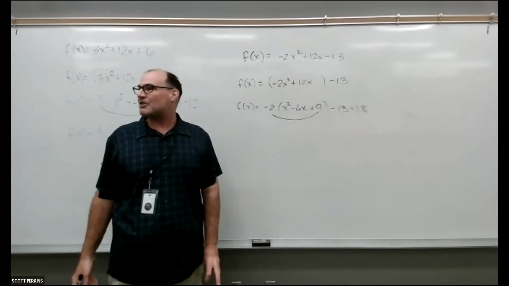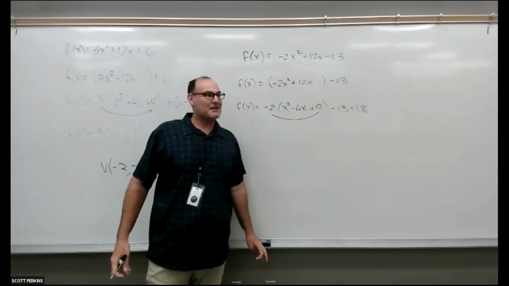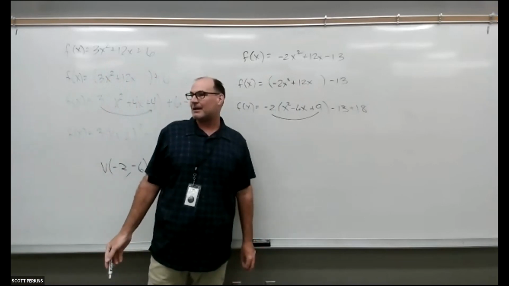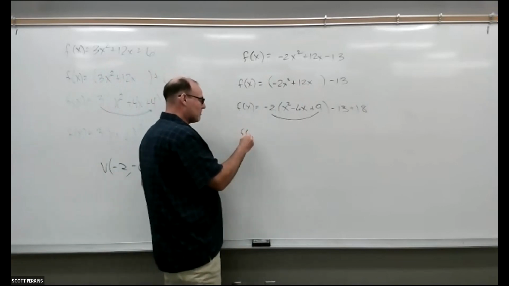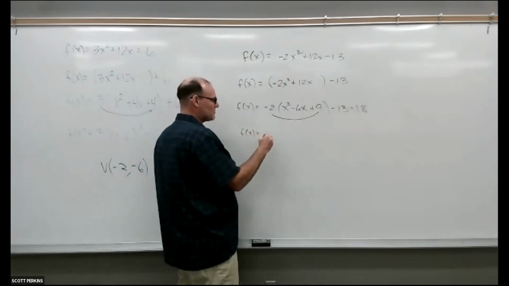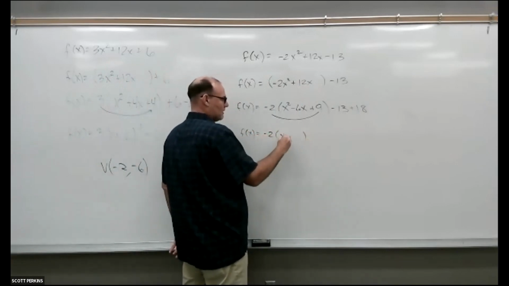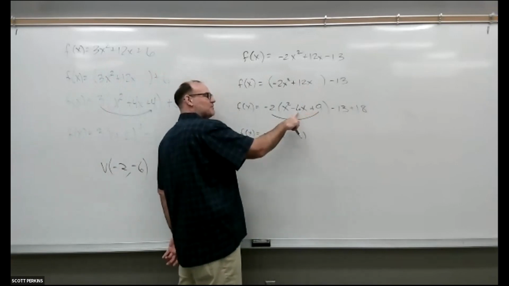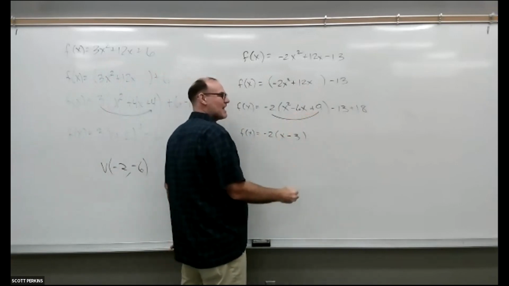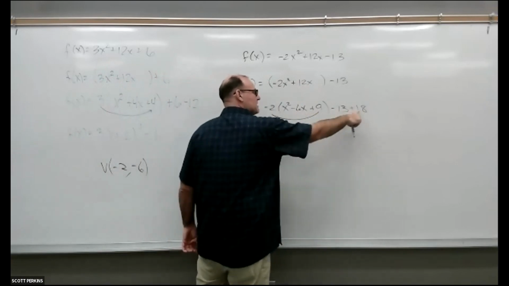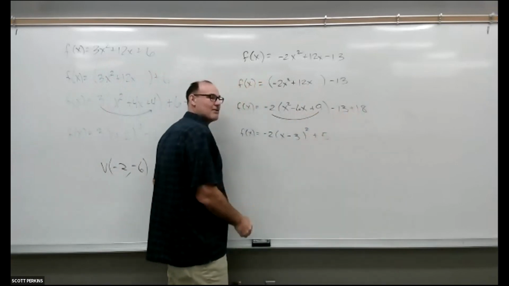I get it. I understand how that can be confounding, and that's why we do the example. Now we're going to finish this problem off, and you're going to tell me what the vertex is. So negative 2. The 2 factors of 9 that add up to negative 6 are negative 3 and negative 3. And then negative 13 plus 18 is plus 5.